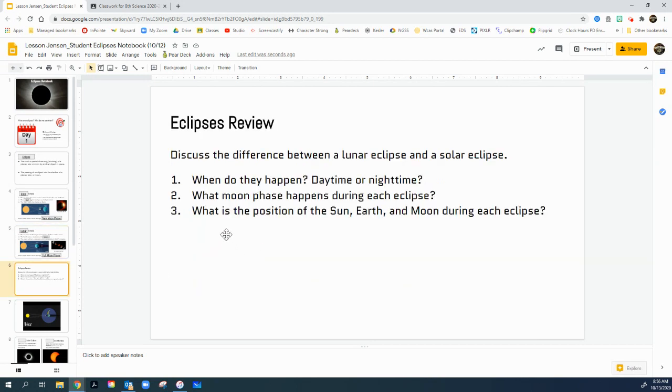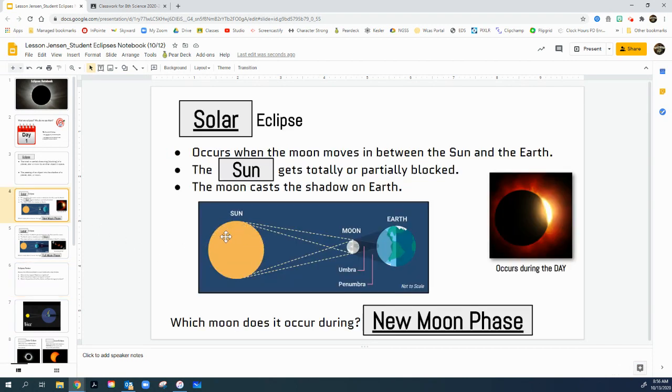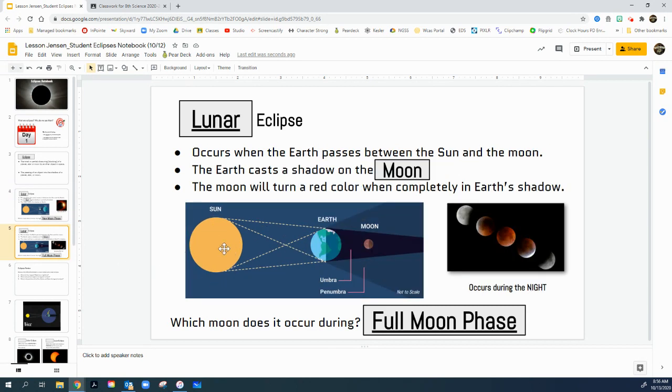Question number three. What is the position of the sun, Earth, and moon during each eclipse? During a solar eclipse, the sun, with the moon in between, and the Earth happens. During a lunar eclipse, the sun, with the Earth in between the moon and sun, happens.